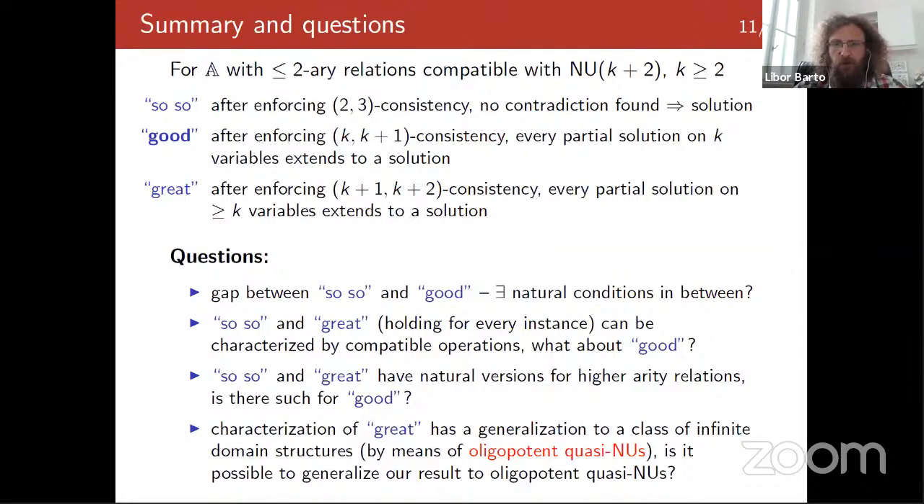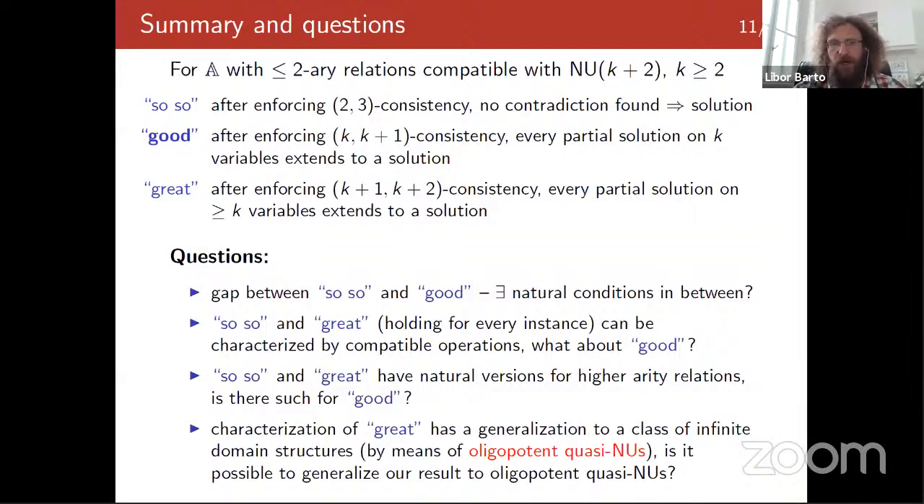So what we can prove is that if we have this NU, let's say of arity k plus 2, and we enforce k plus 1 consistency, the instance will be solvable, assuming we have local idempotent near-unanimity operations of arity k plus 2. It's enough to be local, which is fine for infinite domains, but we need to be idempotent.